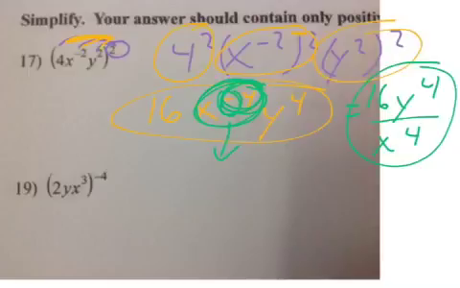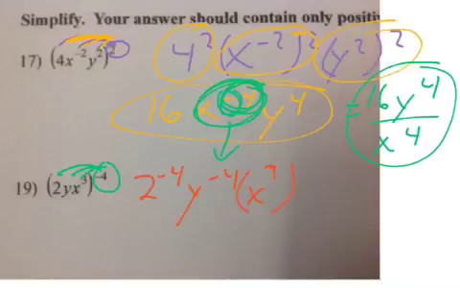Alright, at least one more here. Let's do number 19. Notice that negative 4, I can distribute it as well. So I'm going to use red to stand out. I have 2 to the negative 4, correct? I have y to the negative 4. And I have x cubed. That's a 3 right there, to the negative 4. So that leaves me 2 to the negative 4, y to the negative 4, and that right there is x to the negative 12, because I'm going to do 3 times negative 4 right there.